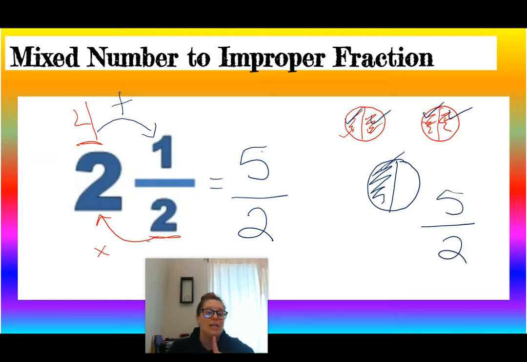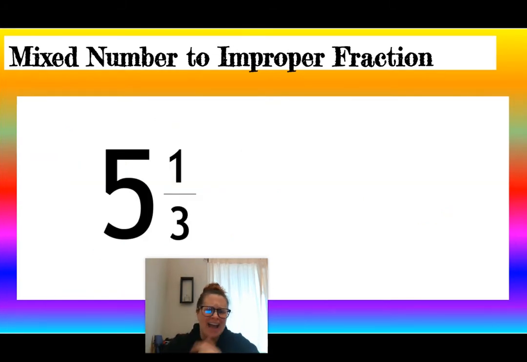Once again, because each whole is broken into 2 equal pieces. What? Try that again? Sure. I gotcha. Let's go. What's our first thing?